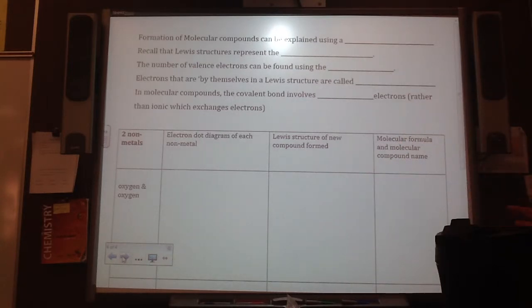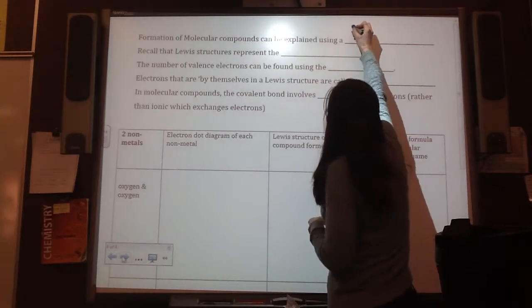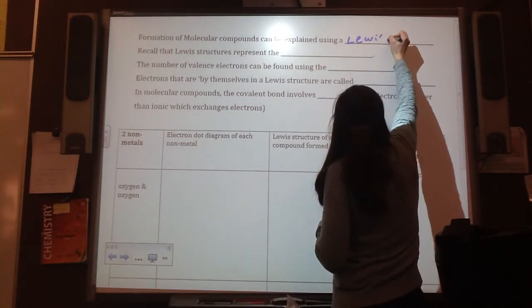Okay, so now we've talked about what molecular compounds are. We've talked about how to name molecular compounds. But now we're going to look at how they are actually formed. What do they look like? So the formation of molecular compounds can be explained using a Lewis diagram.